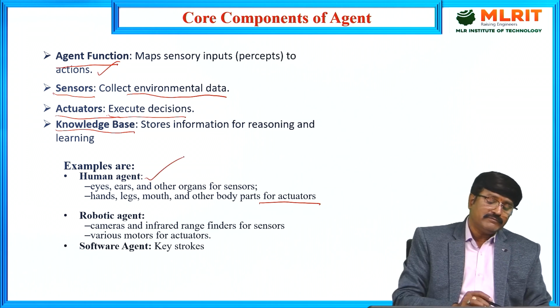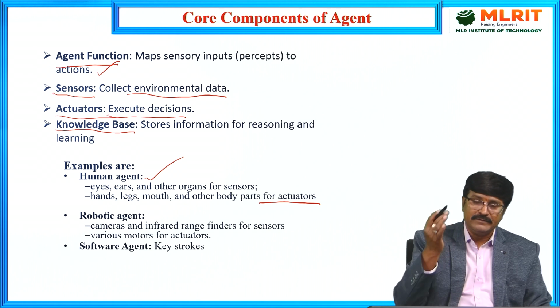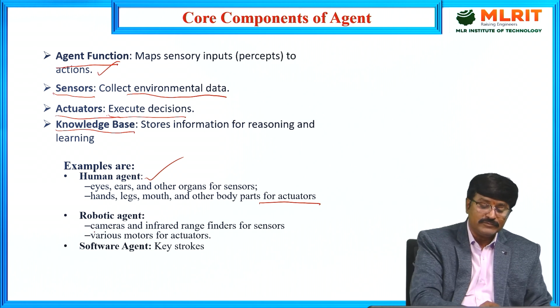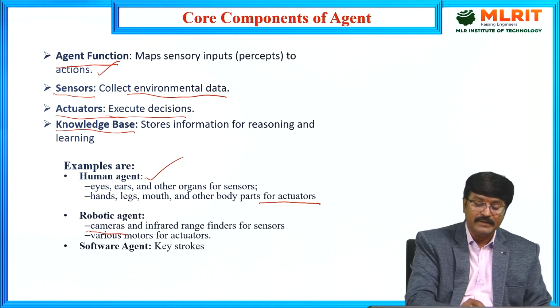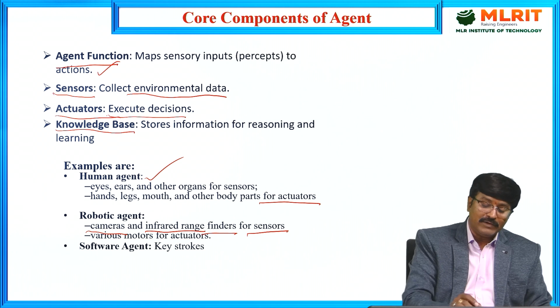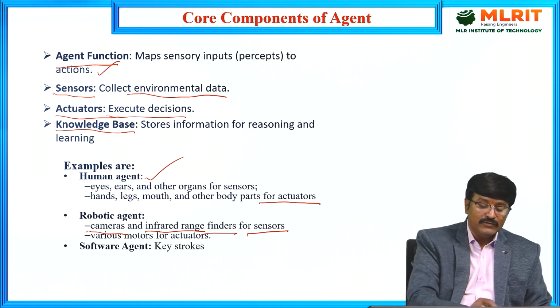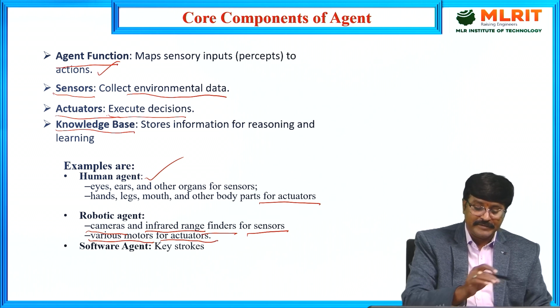The other one is the robotic agent. A robotic agent gets information from the environment through cameras and infrared range finders. These are the sensors in a robotic agent. And the actuators are the movement devices, motion devices. Various motors, stepping motors, and other devices are used as actuators.